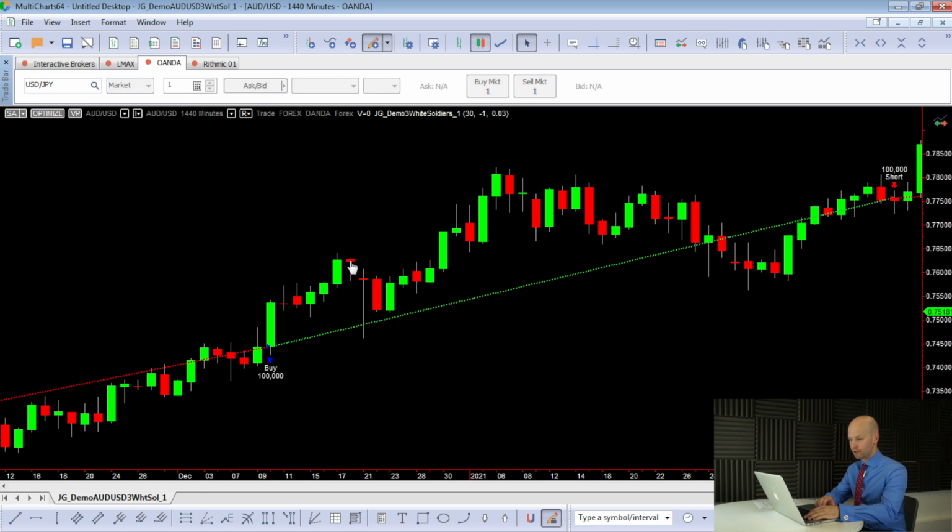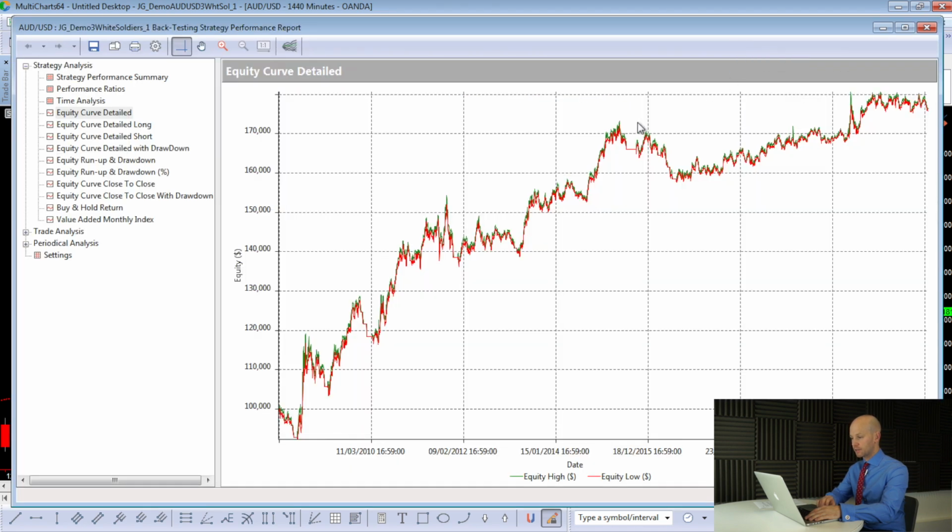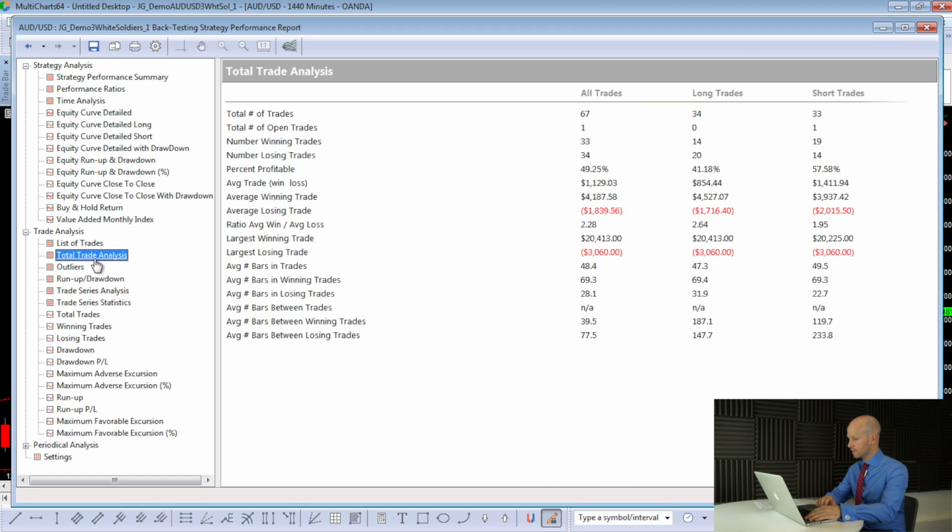It wasn't in a downtrend, so we couldn't take the short trade. So at the moment we're using a stop and reverse strategy with the 300 pip stop loss. And that's the equity curve which you've already seen. We look at the total trade analysis. We can see we've got a massive average trade of over $1,000.